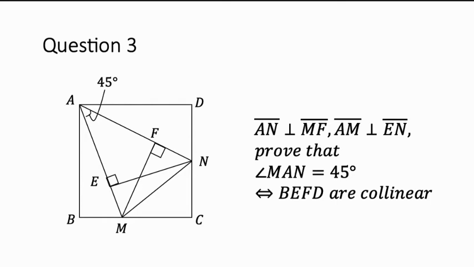Now let's look at question 3. It asks that if we draw the perpendicular line from the point N to AN and draw the perpendicular line from the point N to AN, then prove that the angle MAN equals 45 degrees is equivalent to the condition that B, F, D are collinear.